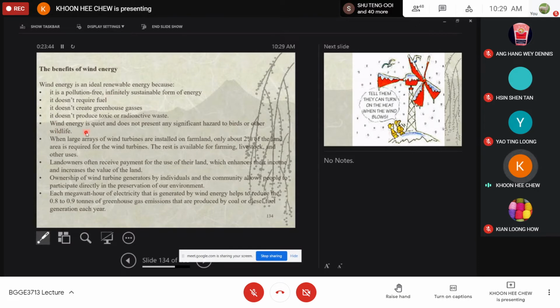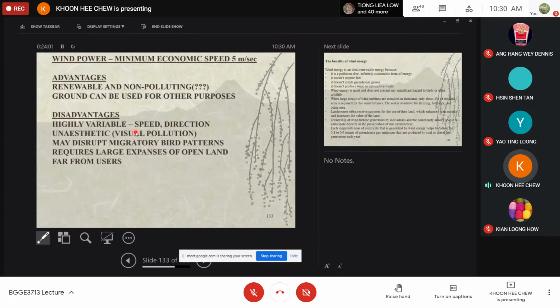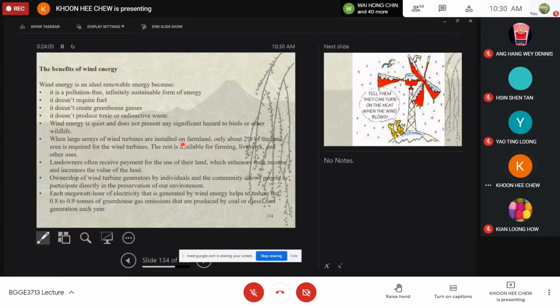And wind energy is quiet. It does not present any significant hazard to birds and other wildlife. This one is also subject to argument. There are some scientists who claim that the wind turbine tends to kill the birds or whatever. And just now when we talked about the disadvantages, you said that it disrupts the migratory bird patterns, isn't it? Right. So this one is a question mark.